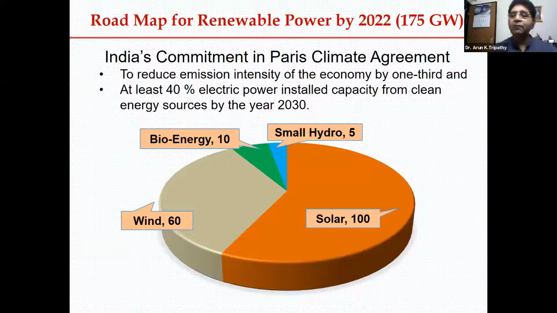This is a roadmap which the country has set for the total renewable applications: about 175 gigawatt is to be done within the next 2 years. And this is a commitment of the Government of India towards development of renewable power in the country, in which solar, you can see, plays a major role with 100 gigawatt.